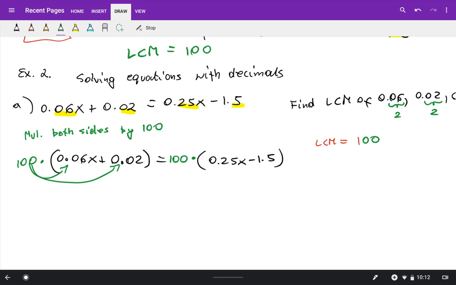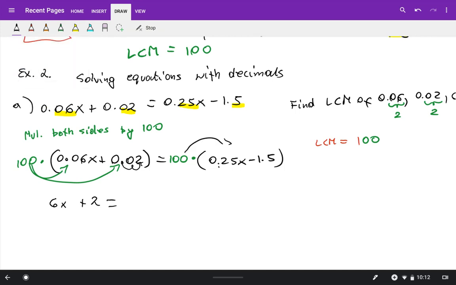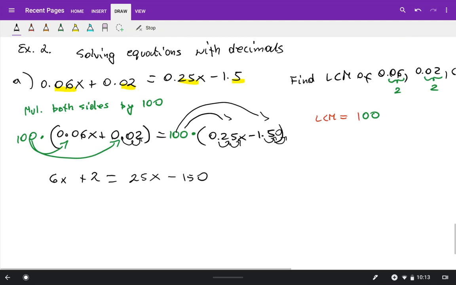So that will give you 6x plus 100 times 0.02, move your decimal 2 spaces to the right, that will give you 2, equals 100 times 0.25, move your decimal 2 spaces to the right, so that will give you 25x, and 100 times negative 1.5, again after the 5 you can attach zeros if you want to, and the same idea, we're moving the decimal 2 spaces to the right, so that will give you 150. And now we're just solving.